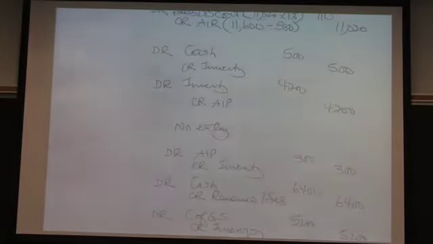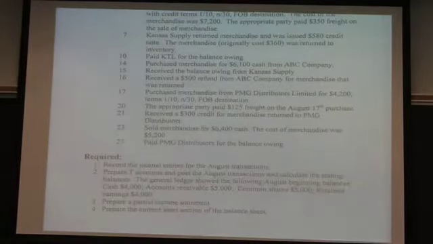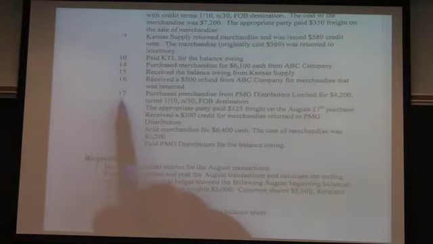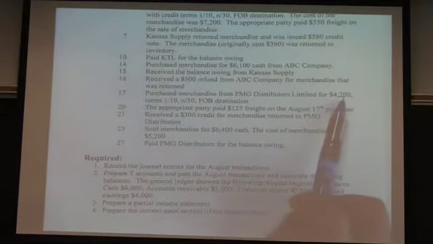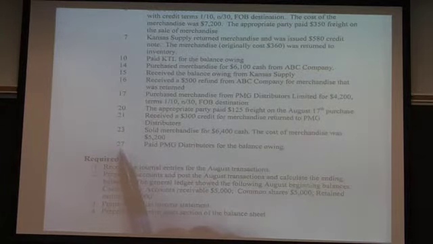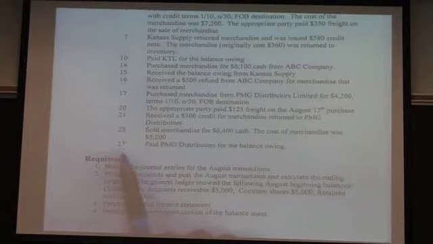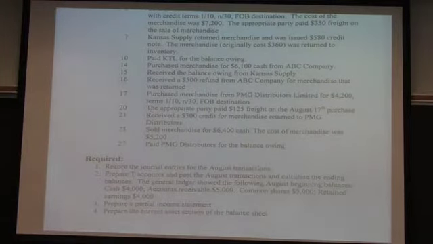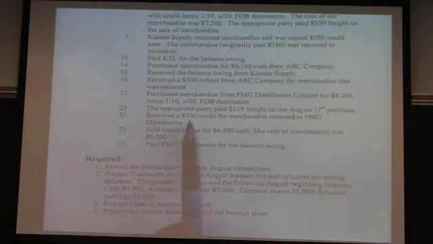Now, what happened on the 27th? It says paid PMG distributors for the balance owing. So let's go back again. We bought on the 17th $4,200 worth of goods, 1% discount paid within 10 days, and clearly that's within 10 days, just right on the 10th day. So we qualify for the discount. And we also got a credit note because we returned something. So we need to offset and net that, right? So let's do this final entry on the 27th of August.